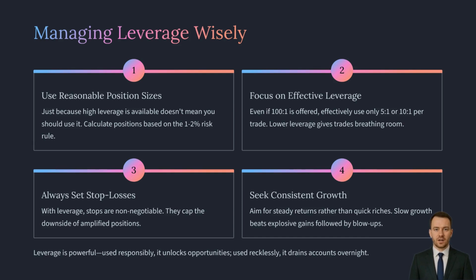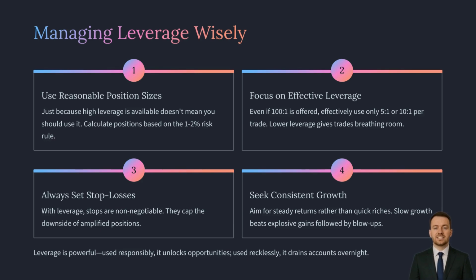Always set stop losses. When using leverage, stop loss orders are non-negotiable. They cap the downside of an amplified position. Ensure your stop loss distance is reasonable relative to the leverage. If you're using high leverage, your stop might need to be tighter to protect your account, but tight stops can trigger easily. It's a balancing act, so generally it's wiser to reduce leverage and set a reasonable stop.